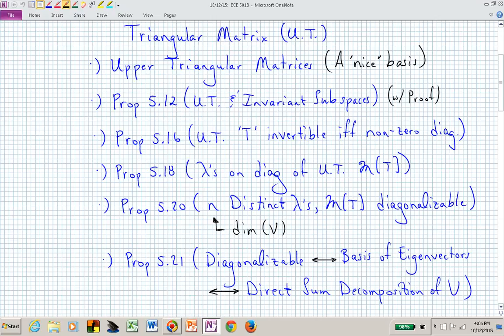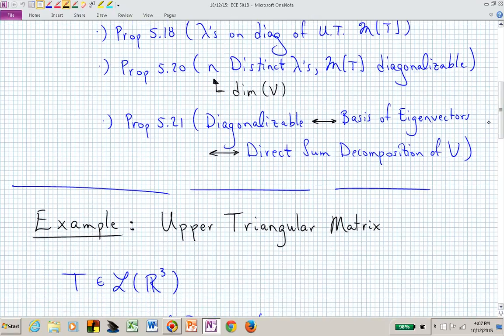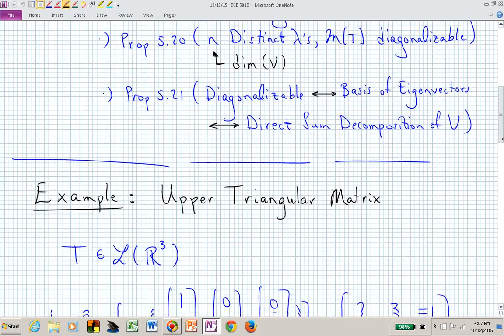Meaning, if you have a diagonalizable matrix, then you could say, oh, then I can have a basis formed from my set of eigenvectors. Or I can now give you a direct sum decomposition of your vector space. Remember, these are all dealing with complex vector spaces. Here's an example of an upper triangular matrix. I'm just going to quickly slide through this.